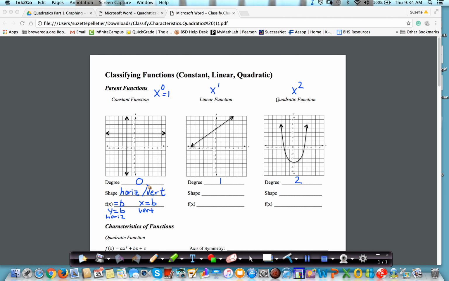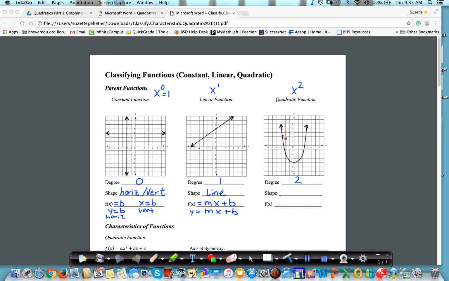Those are your constants. Your linear functions are ones that actually have a calculated slope, so it's rising or it's falling. Its shape is a line, and usually it's written in mx plus b form or slope-intercept form. So the function says f of x equals mx plus b. Remember, that's the functional form of a linear equation that looks like y equals mx plus b. So this is the linear equation, and this is the function, okay?